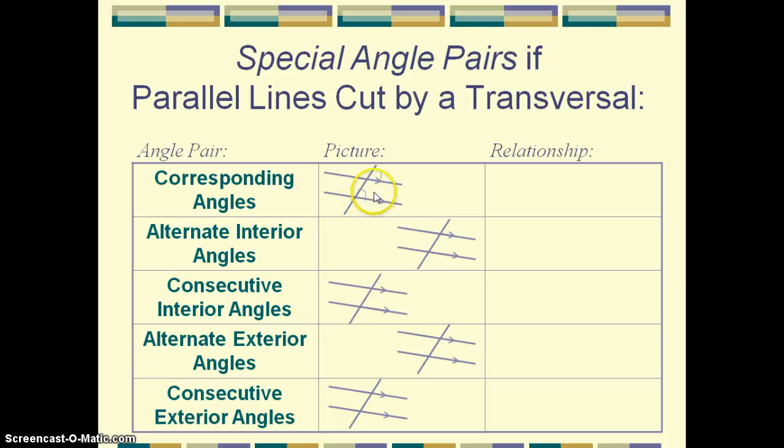Now, corresponding angles could also be on the bottom of each parallel line. The relationship between these two angles is that they are congruent.